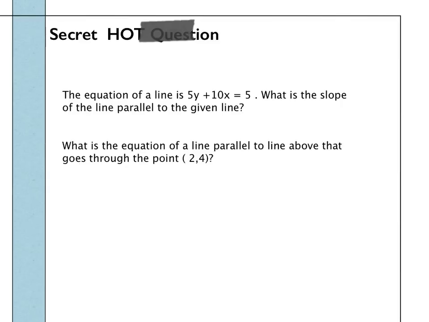It says the equation of a line is 5y plus 10x equals 5. What is the slope of the line parallel to the given line? Ooh, so you're finding the slope. And then it says, what is the equation now of a line parallel to the line above that goes through this point? So a two-parter, part 1, part 2.